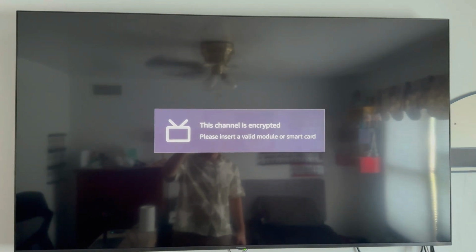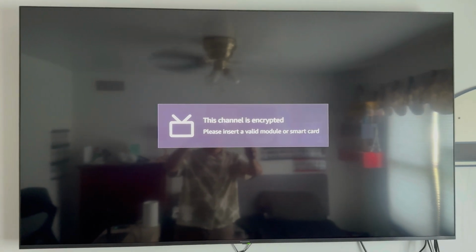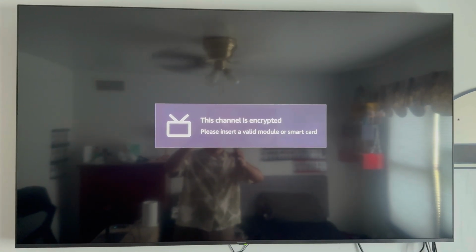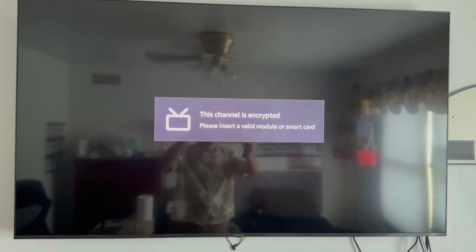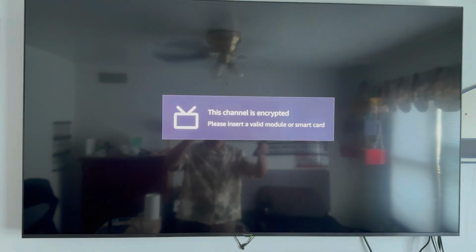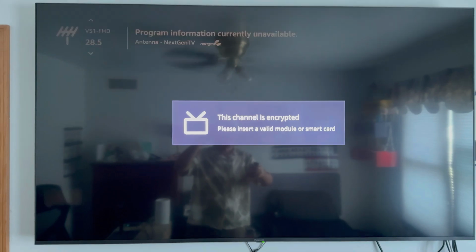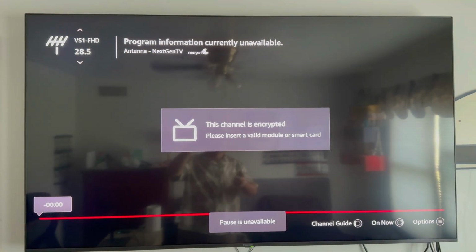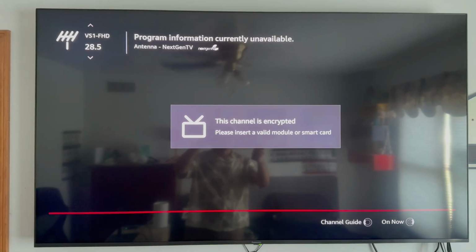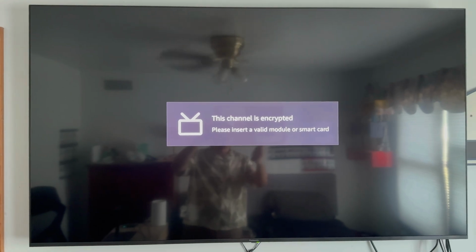This channel is encrypted. So I don't know what is going on with this Panasonic TV, but it thinks that this Toronto station is encrypted. It's not encrypted. So there's some sort of glitch going on with this TV. Kind of interesting to see, though. The HD HomeRun is working with this.